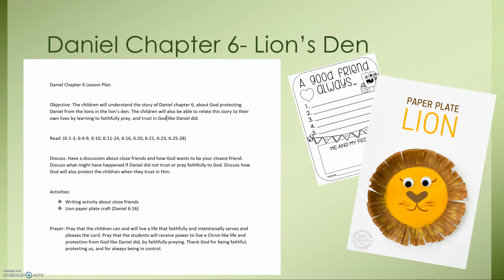For Daniel chapter 6, the Lion's Den, have a writing activity about close friends, and how Daniel and God were just good friends, and how you can relate to that. And the things that they write about the good friend hopefully will also display that they can have that in relationship with Jesus. So that would be a good discussion too. That is part of the discussion, actually. And then the lion paper plate craft, and then write the key verse, Daniel 6:16, on the back. Or one important thing that they learned from the lesson, but you're going to make this cute paper plate lion.